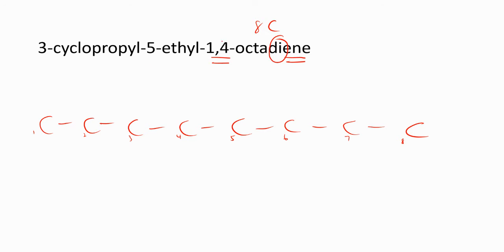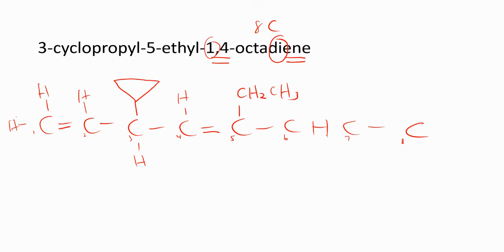First of all, our double bonds are at carbon number 1, then carbon number 4. Then at number 3 we have cyclopropyl. Number 5 we have ethyl, CH2, CH3. So we just complete the hydrogen. CH2, CH2, CH3. So this part is done.